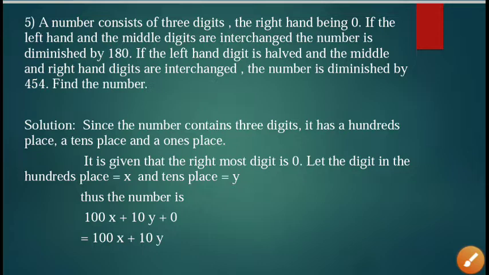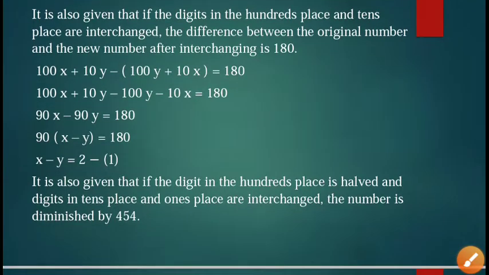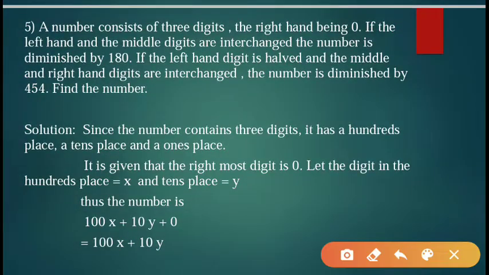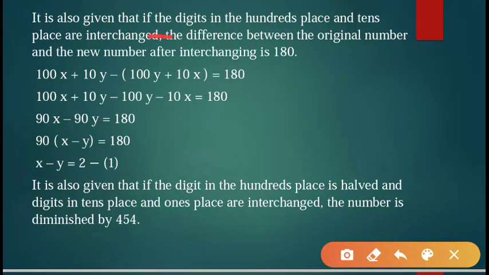Now the next line, if we add 0 to any number, we will get the same number. So this can also be written as 100x plus 10y only. Clear? Now in the next line, what is given? It is given that if the left hand and the middle digits are interchanged, okay, so just interchange them. It is given that if the digits in the 100 place and 10 place are interchanged, the difference between the original number and the new number after interchanging is 180. It is given in your question, but I have written it here again. So this is your original number.